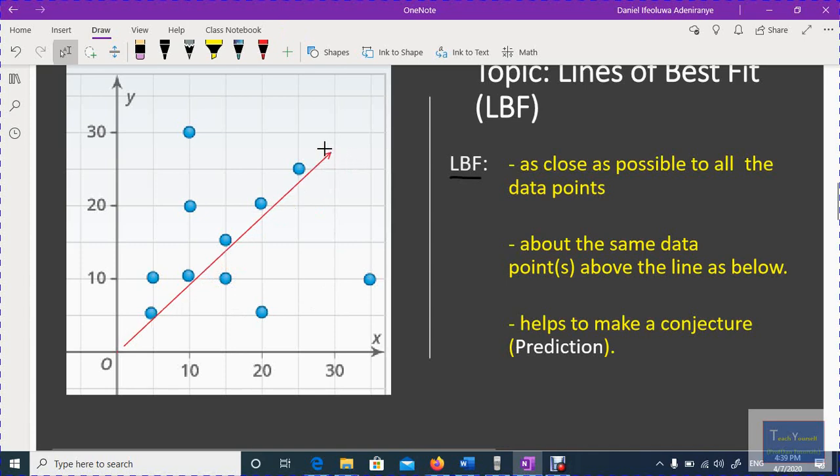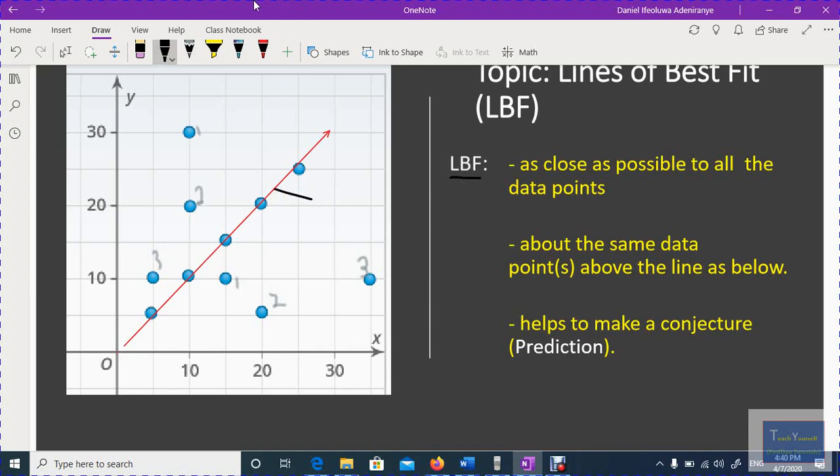So let's see this time around. If I have something like this, boom. Okay. In this case, look at this line. This line is passing through 1, 2, 3, 4, 5 data points. Above it, to its left side, this part is showing only 3 data points, 1, 2, and 3. And below it is also showing 3 data points, 1, 2, 3. So in this case, we can say this red line is a line of best fit.